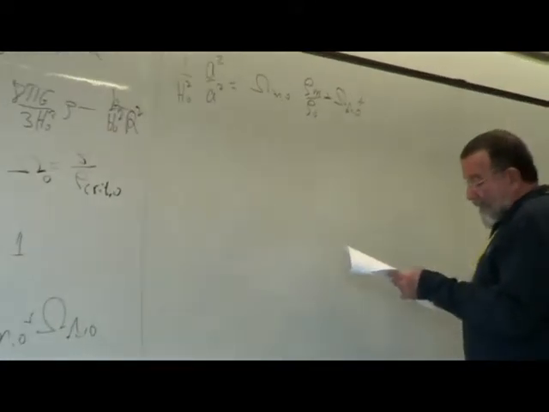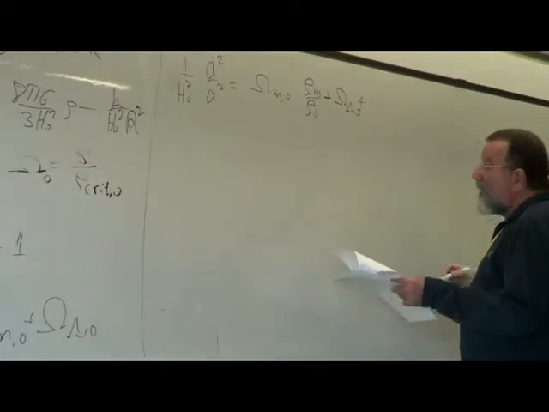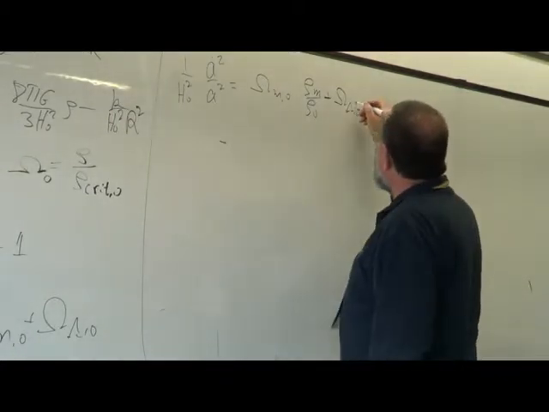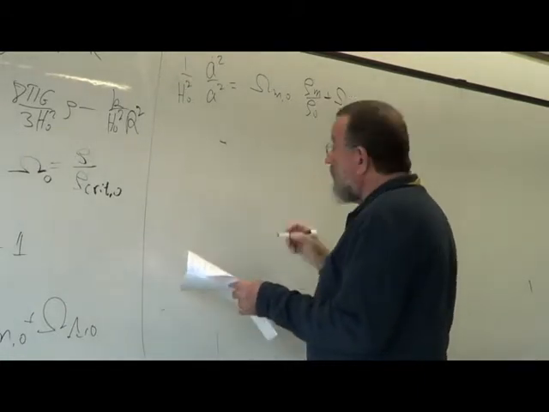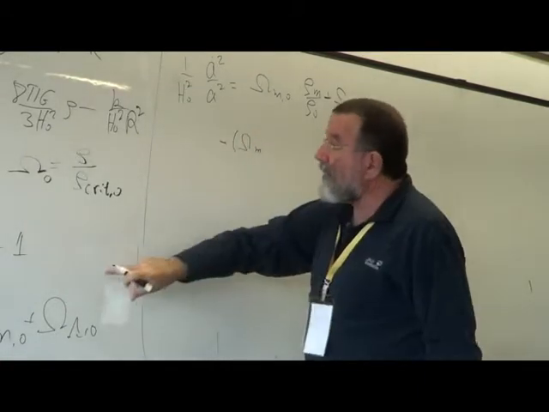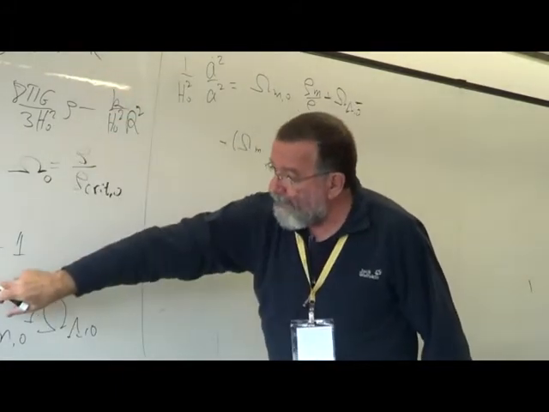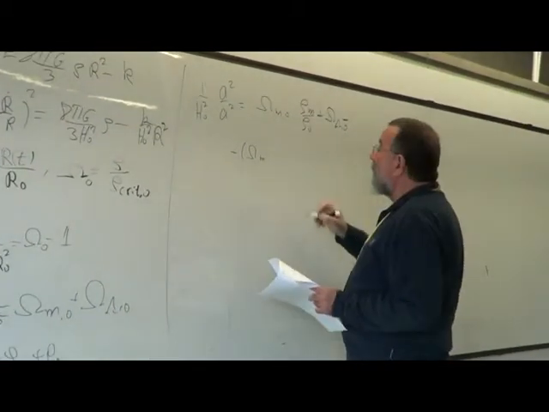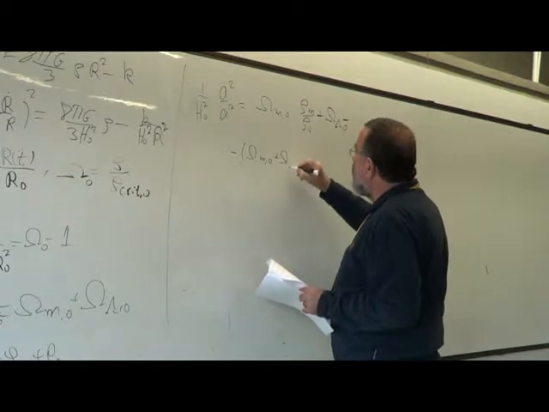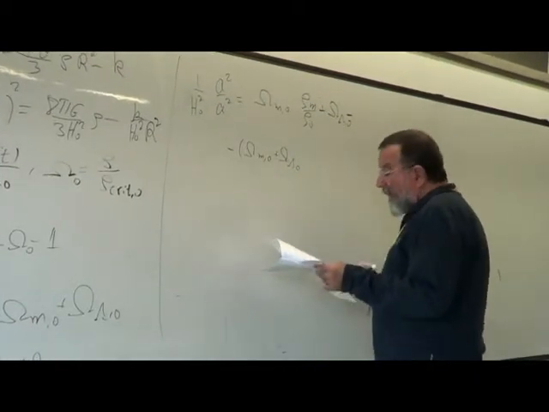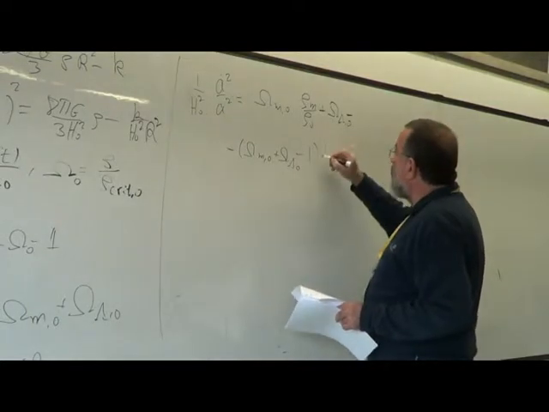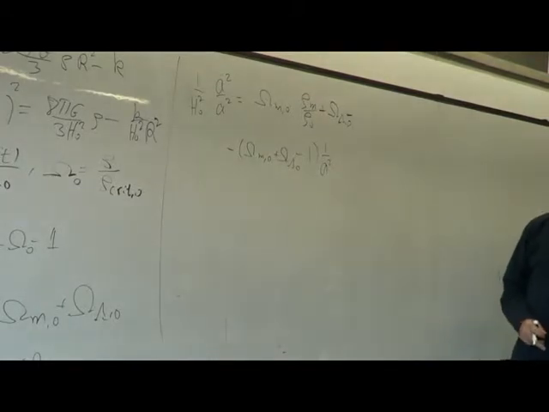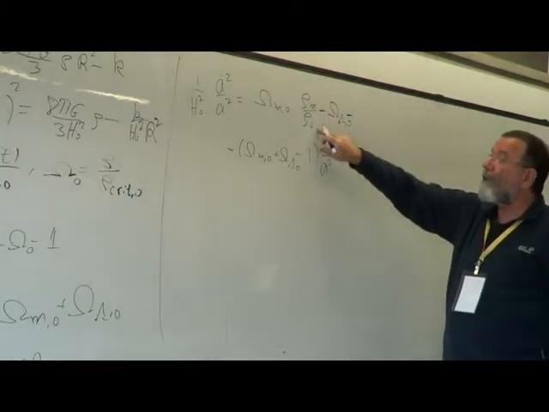Plus, actually, I'm sorry, it's a minus. Let me write the minus here. So it's a minus, now Ω matter, so that's the term that I have here, that's the minus k. So the minus k, actually I'm taking it from here, okay? And so it's Ω matter naught plus Ω lambda naught minus 1, times 1 over a squared, okay?